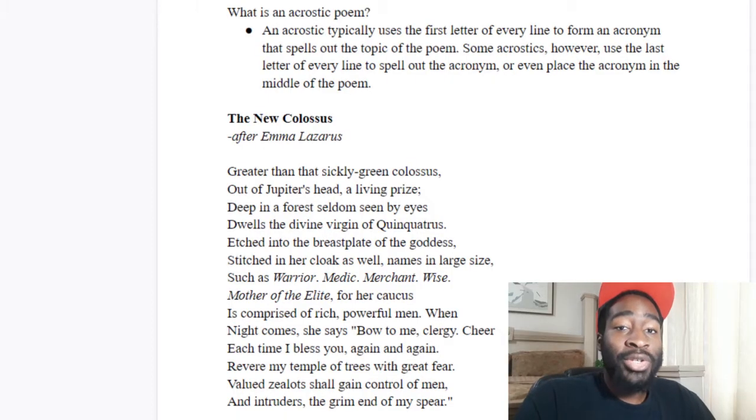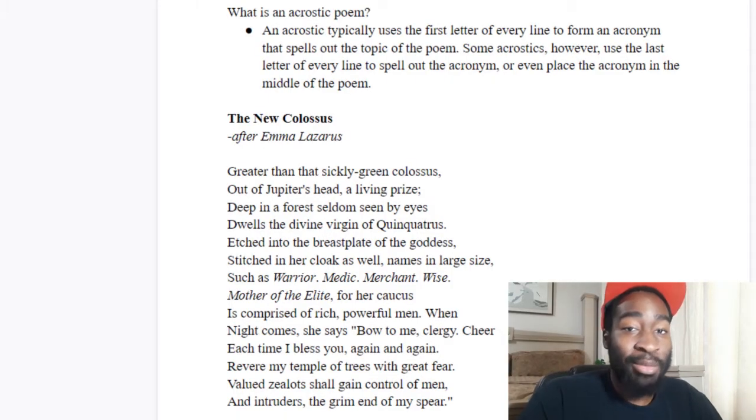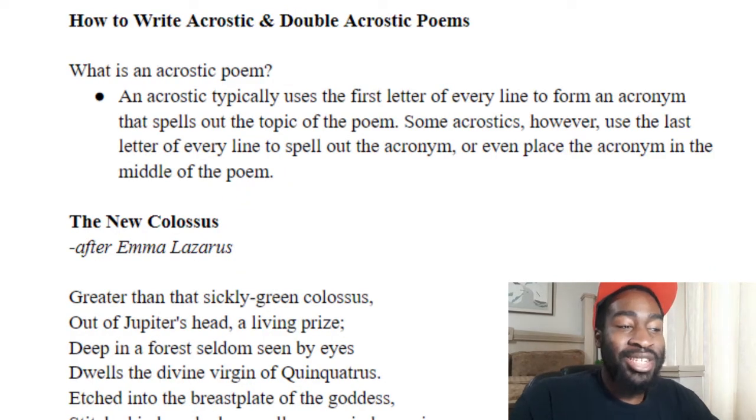All right, so before we actually discuss how to write acrostic and double acrostic poems, we first got to cover what an acrostic is. An acrostic typically uses the first letter of every line to form an acronym that spells out the topic of the poem. Some acrostics, however, use the last letter of every line to spell out the acronym, or even place the acronym in the middle of the poem.